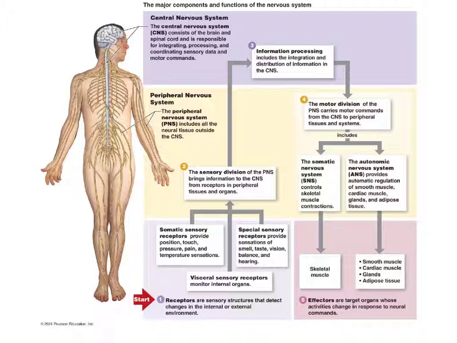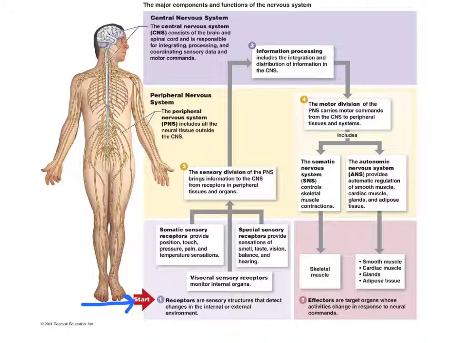So, if we're talking about the organization of the nervous system, we're going to start where it says start, number 1. What we're going to do is we're going to take a look at those receptors. Receptors, it says, are sensory structures that detect changes in the internal or external environment. We can describe 3 different types of receptors.